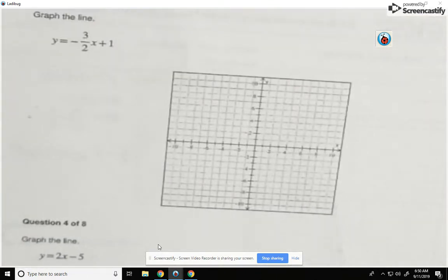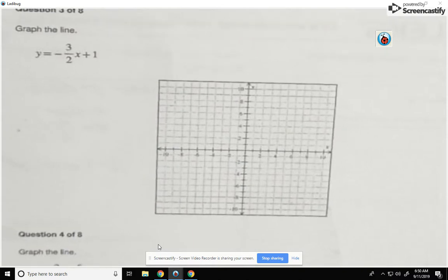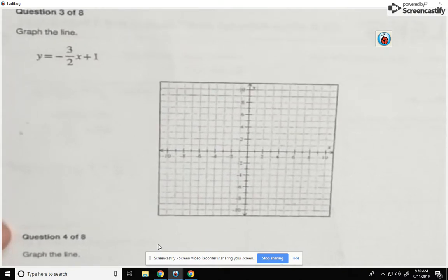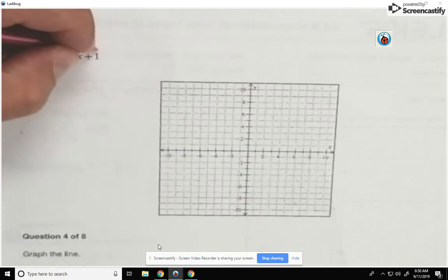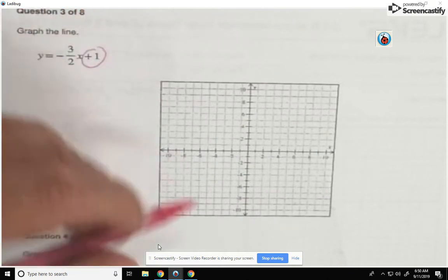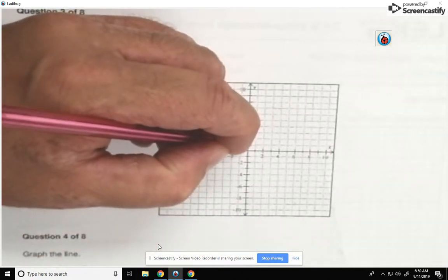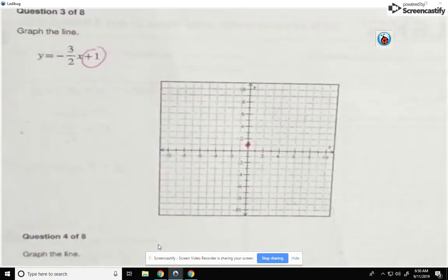Question 3 is basically a combination of question 1 and 2. We're given a line, we're given an equation, we're asked to graph it. So we start out with our y-intercept of +1. So again, on the y-axis, we go to 1 and we put a point.